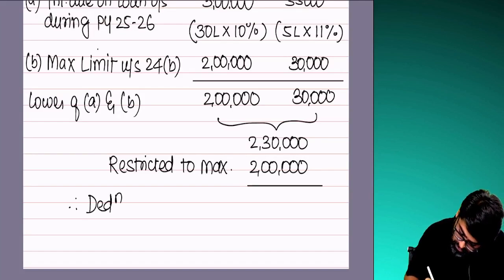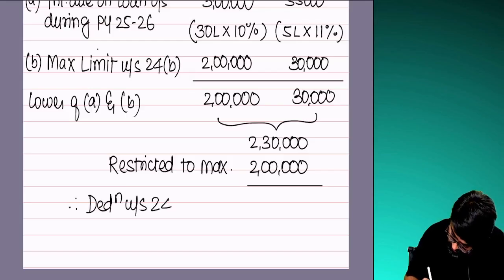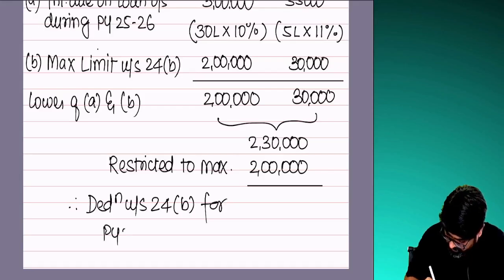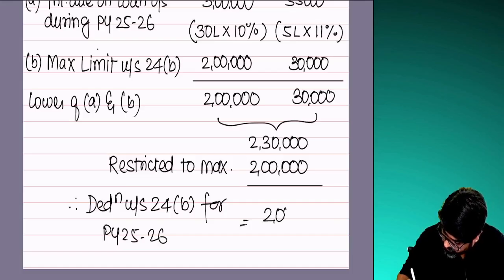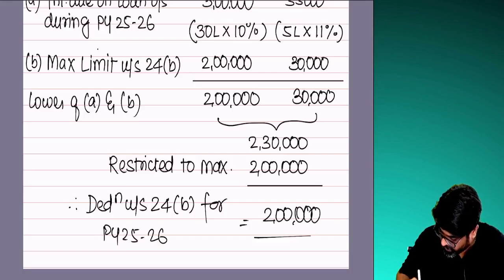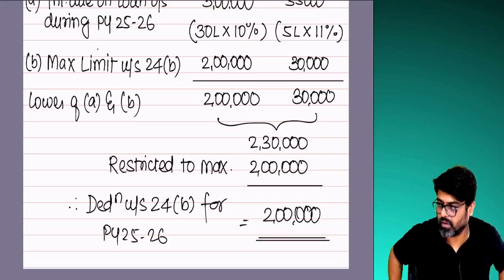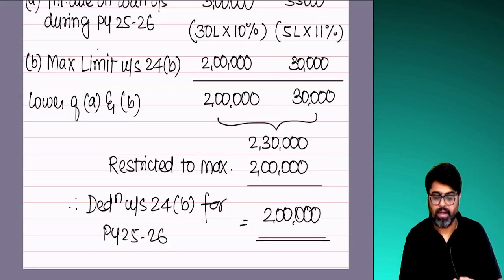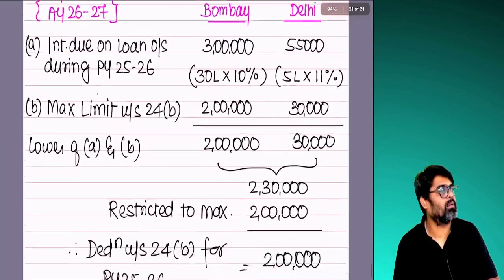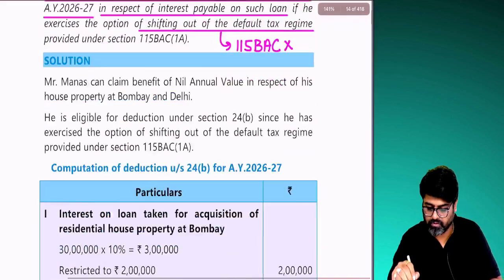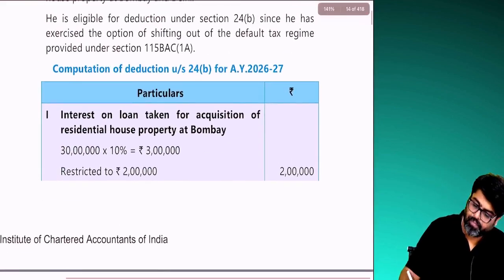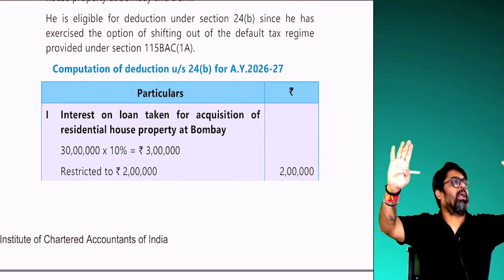Therefore, deduction under section 24 clause B for previous year 25-26 will be how much? 2 lakhs. Did you understand? Yes or no? So can you present your answer in this manner? Sure? Let's check the answer now. See, we have presented like this.